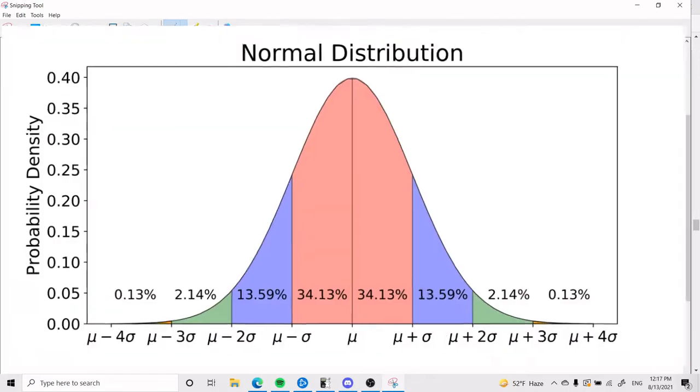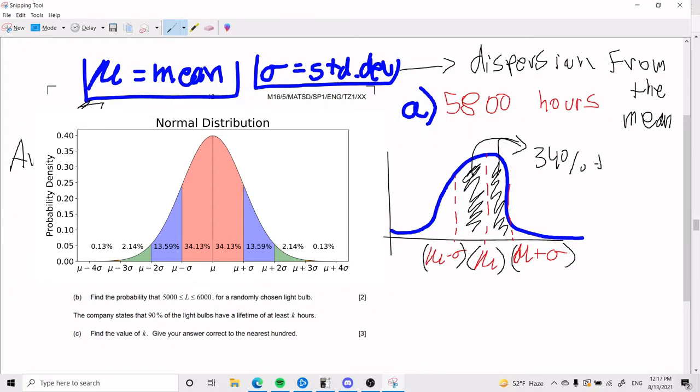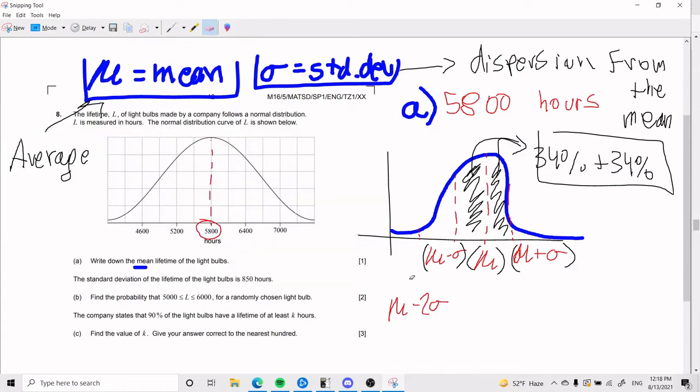In fact, if you look at actual numbers, this is usually like 34% plus 34% or something like that. Okay? And so one standard deviation over is the majority of the curve. If we're talking about two standard deviations over, like the one over here, then the dispersion is much bigger. Okay? But that is the general intuition of standard deviation. Now, why do I say this? Because we're going to need to know the mean and the standard deviation for all of these problems to be able to plug and chug into the calculator.